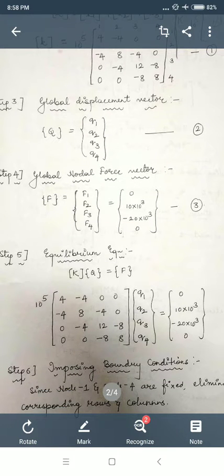Next step is applying boundary conditions. Here we are solving this problem by the elimination approach. So we have to eliminate a particular row and a particular column. What is the number of that column, the number of that row to be deleted? That we will come to know looking at the diagram. One thing we should know: wherever the displacement is known for us, at that particular node, that particular row and column number has to be eliminated.